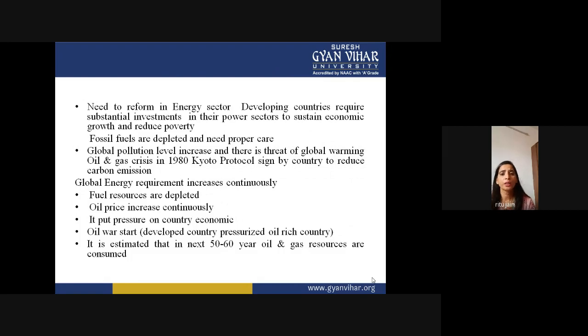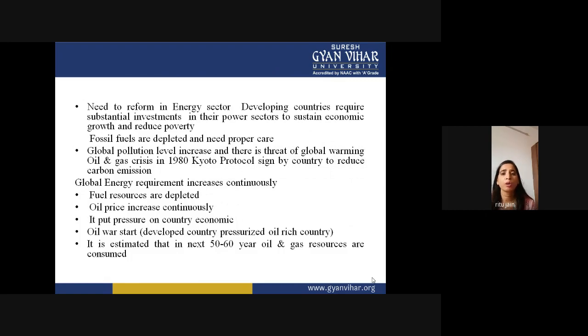So the first point is that fossil fuels are being depleted and need proper care. Because if we don't take care of fossil fuels like coal, oil, and gases, one day they will be finished, and we won't have any other option. If we can't reform our energy sector, it will be very difficult for our future if fossil fuel is depleted. So first we have to think about how we can conserve these fossil fuels.